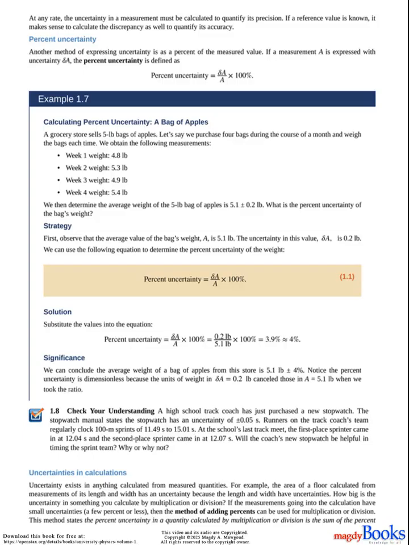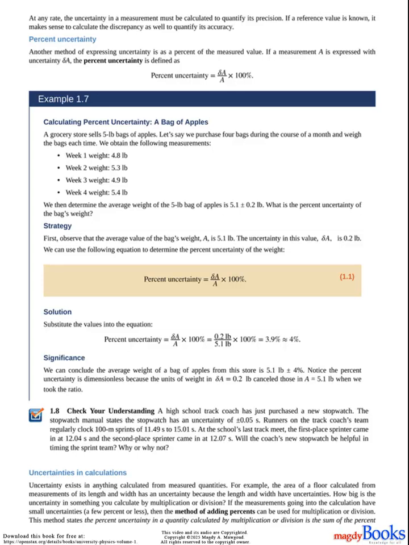Check your understanding. A high school track coach has just purchased a new stopwatch. The stopwatch manual states the stopwatch has an uncertainty of plus or minus 0.05 second. Runners on the track coach's team regularly clock 100-meter sprints of 11.49 second to 15.01 second. At the school's last track meet, the first-place sprinter came in at 12.04 second and the second-place sprinter came in at 12.07 second. Will the coach's new stopwatch be helpful in timing the sprint team? Why or why not?